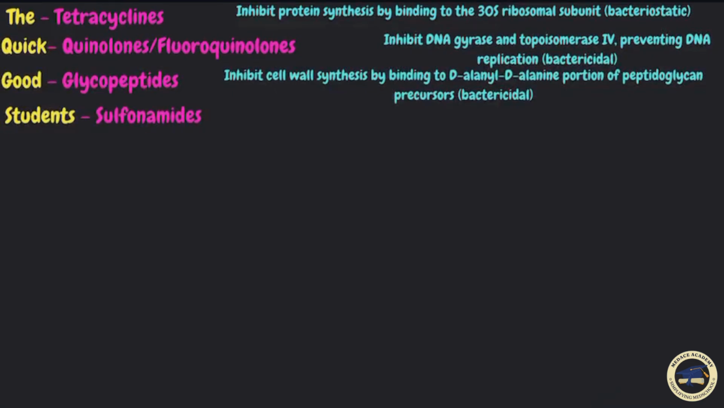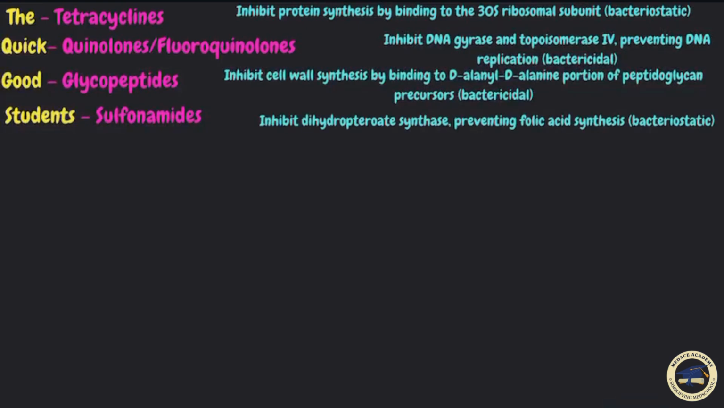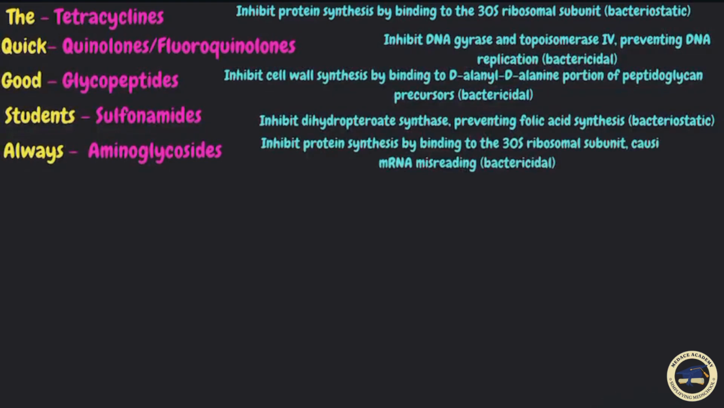And then we have sulfonamides. These will inhibit dihydropteroate synthase. This prevents folic acid synthesis and causes inhibition in the growth of the cell. And then we have aminoglycosides. These inhibit protein synthesis by binding to the 30S ribosomal subunit, and this causes mRNA misreading.